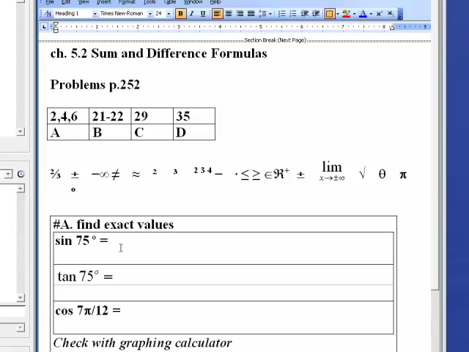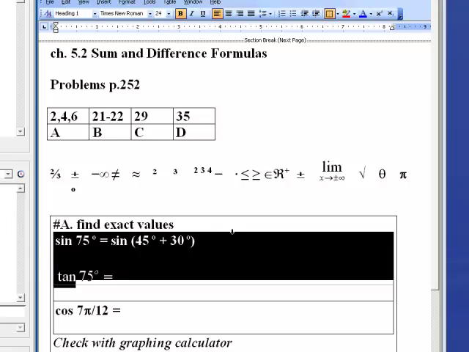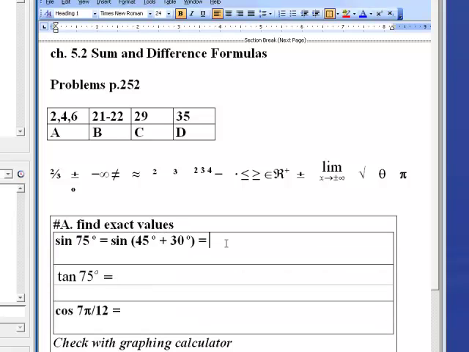So we look at how can we split up sine of 75 degrees. Well, what we do know is the sine of 45 and the sine of 30 degrees, respectively, and cosine of those. So we're going to split it up into 45 plus 30 degrees.